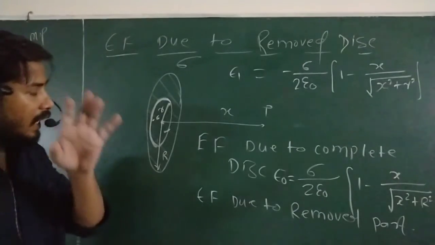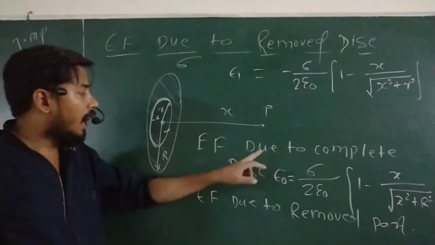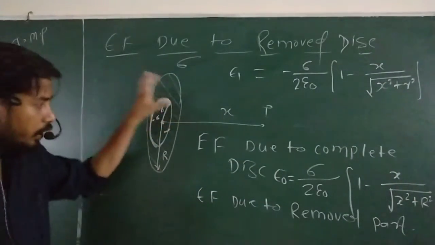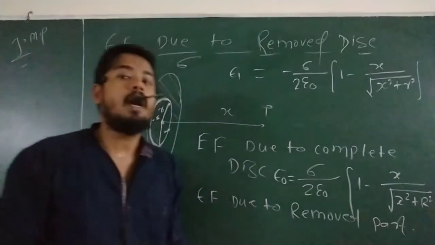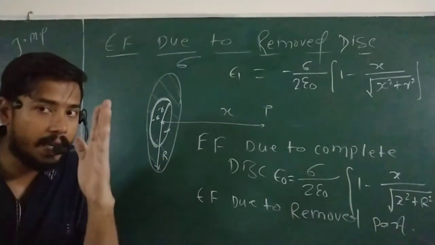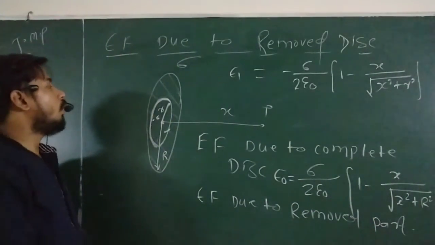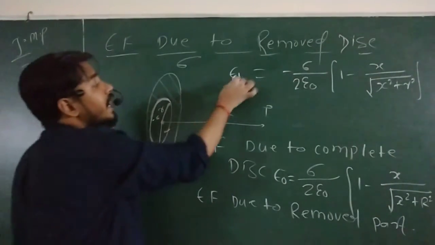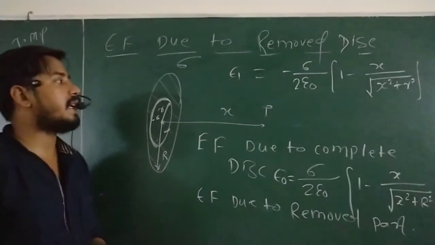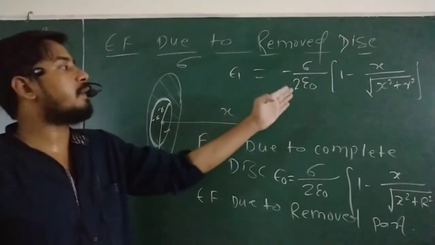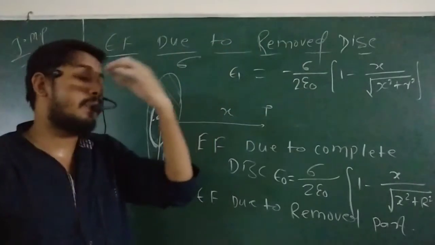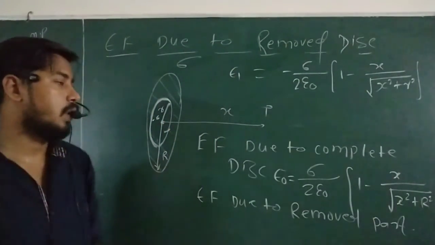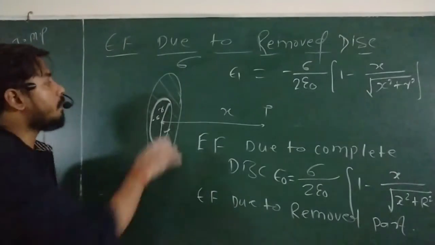So first of all, again I am going to explain. I calculate the electric field due to the complete disk, ignoring this part, so this result will come. But I did wrong. So for correction, I assume this is made up of negative charge density. So due to this negative charge density, the electric field is minus sigma by 2 epsilon 0 times 1 minus x by under root x square plus small r square. This is the point you have to keep in your mind. Now we have to find the electric field due to the remaining part.